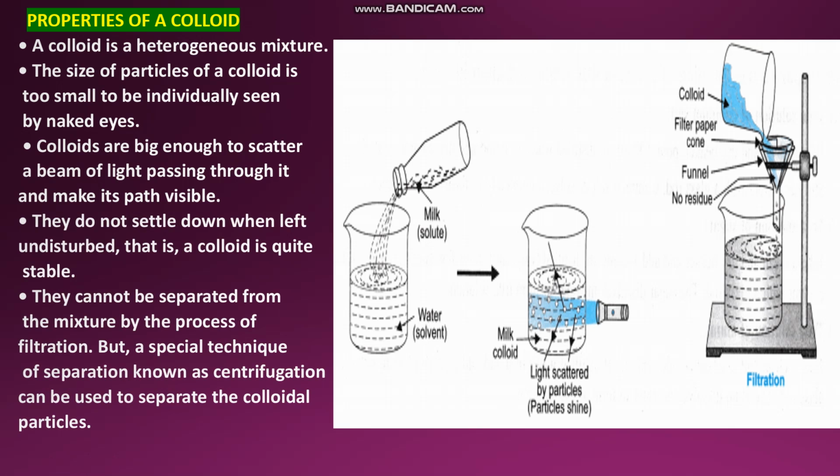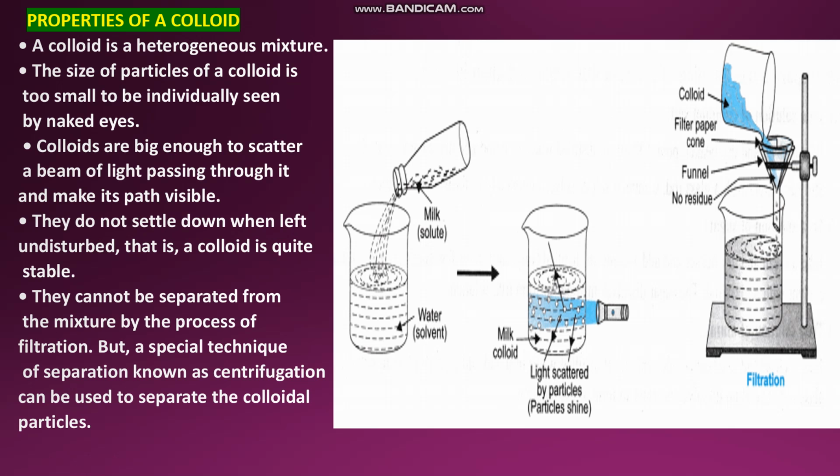Next, they cannot be separated from the mixture by the process of filtration. When we are filtering a colloid through the filter paper, we cannot see any residue on the filter paper. What's the reason? Colloid particles are very small, they can pass through the pores of the filter paper. So we cannot separate the colloidal particles by filtration. But we can use another technique called centrifugation to separate the colloidal particles. What is centrifugation? You are going to learn in detail in this lesson later.